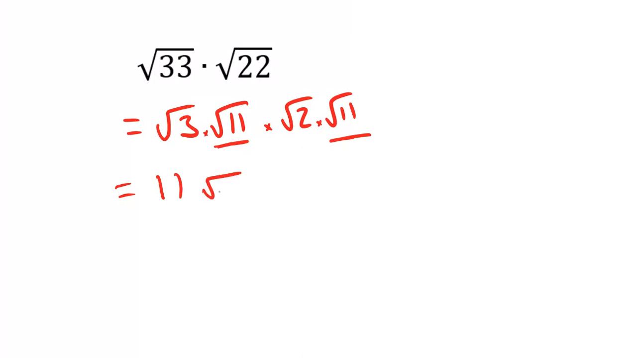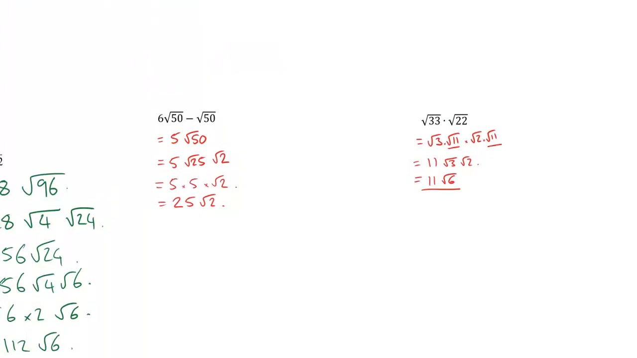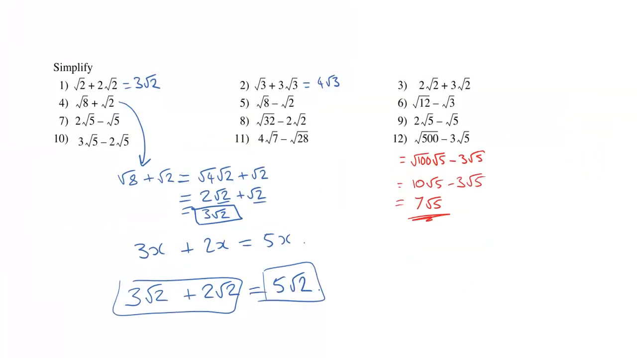So what I've got here is 11 root 3 root 2. Well, that is going to be 11 root 6. That wasn't as difficult as it looked, was it? I hope this helps you to play around with these surds and solve these sorts of problems.